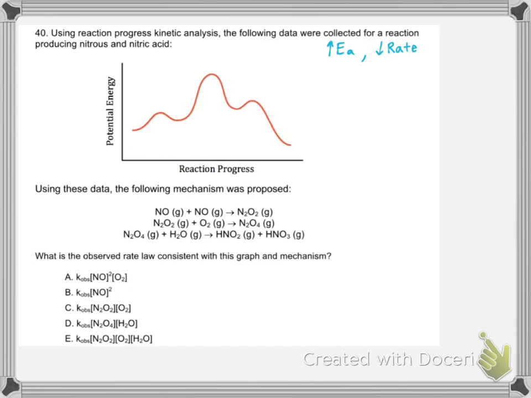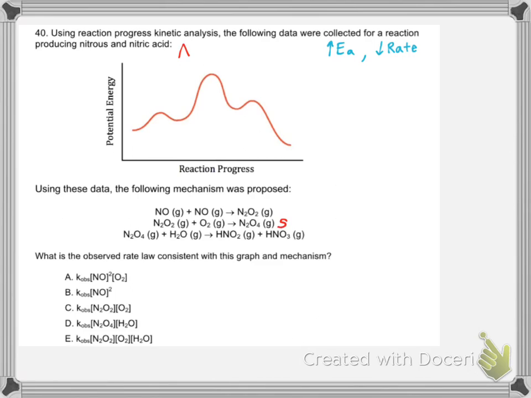Okay, so a few other things to point out. Activated complexes. Those are represented by the hilltops. Sometimes you'll also hear these called transition states. And then these valleys here represent the intermediates. So these are actually molecules that you could isolate from a reaction, whereas you can't do that with the transition states. Okay, so now let's go to the actual problem itself.